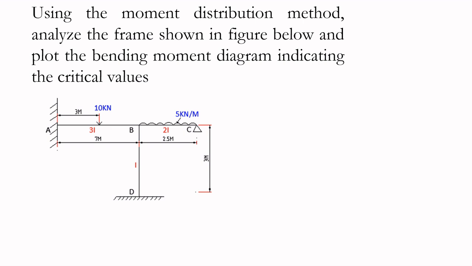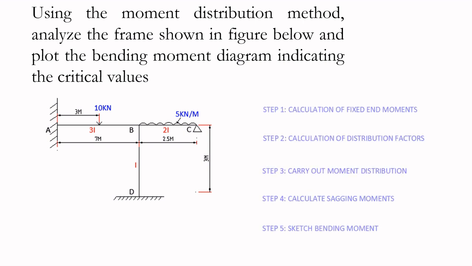So let's review the steps that are involved in solving this question. These are the steps. Step number 1, calculation of fixed end moments. Then step number 2, calculation of distribution factors. Then step number 3, you carry out the moment distribution. Then number 4, you calculate sagging moments. Then the final step is sketching the bending moment diagrams.